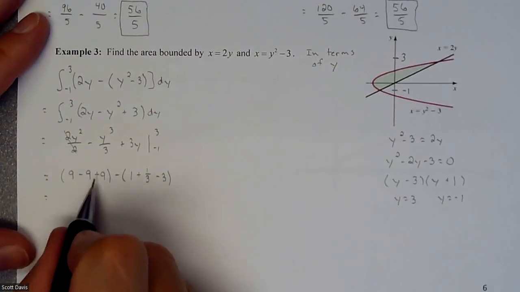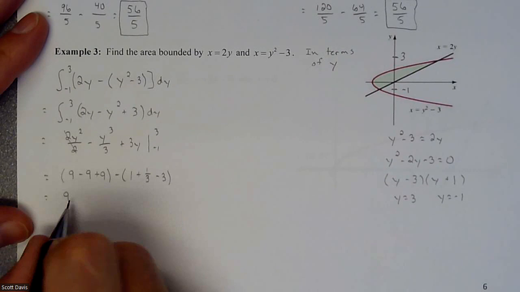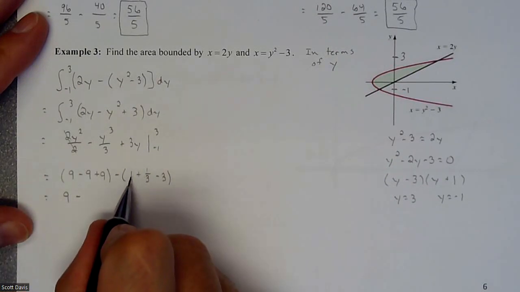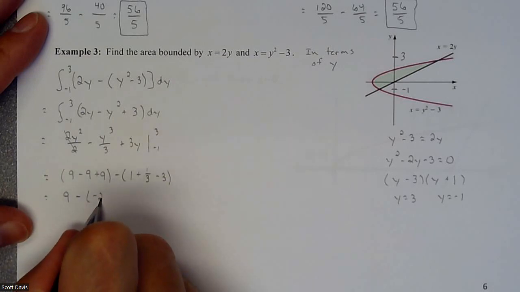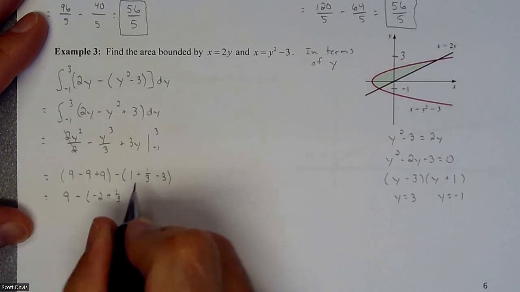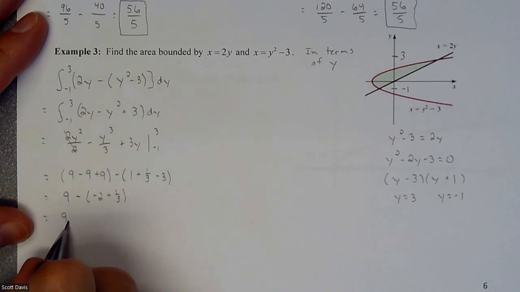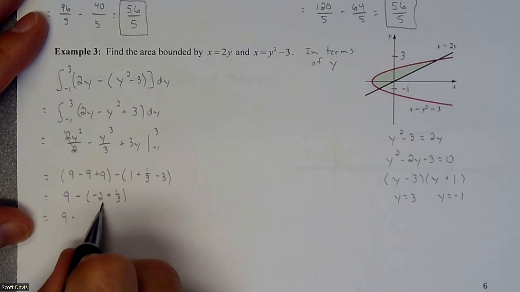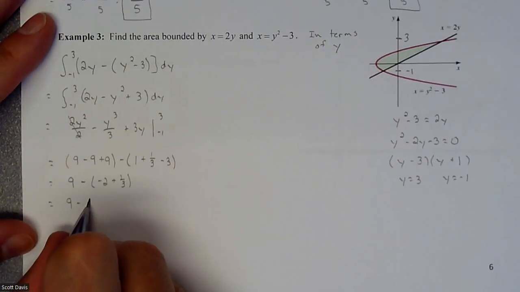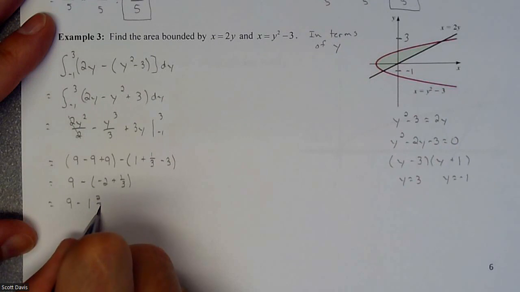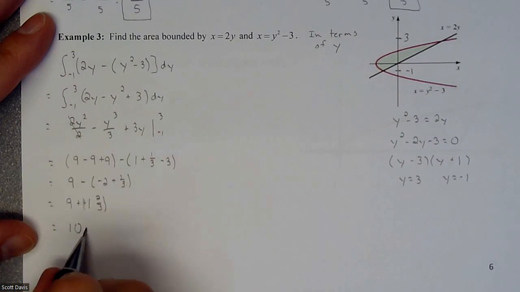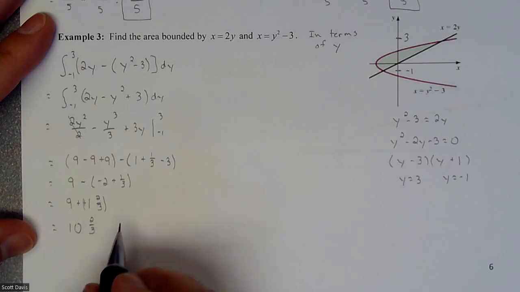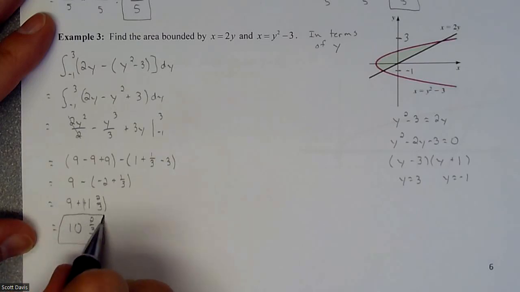All right, so 9 minus 9 plus 9 is 9. Minus, and this is going to be a 1 minus 3 is negative 2 plus 1/3. So that's going to be a 9 minus. If you take a negative 2 plus 1/3, that would be a negative 1 2/3 that we are subtracting. So we're going to be adding 1 2/3, which makes 10 2/3. And that would be the area between those two curves.